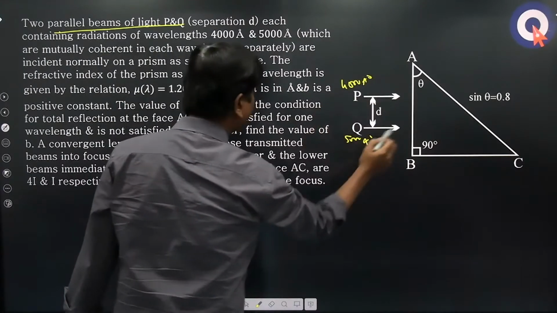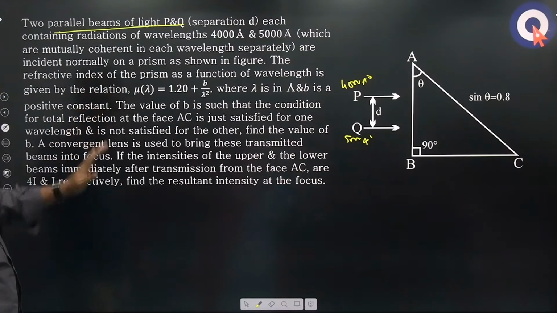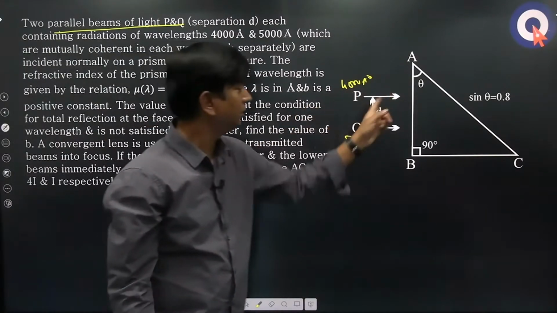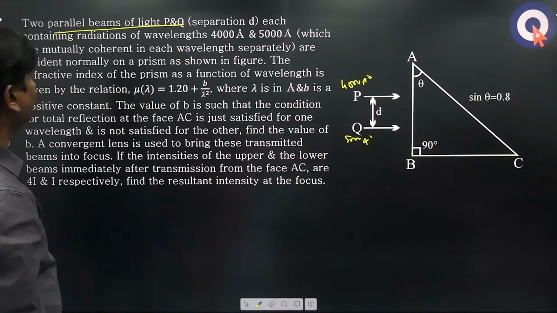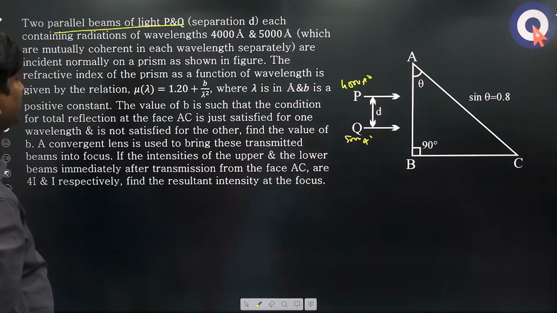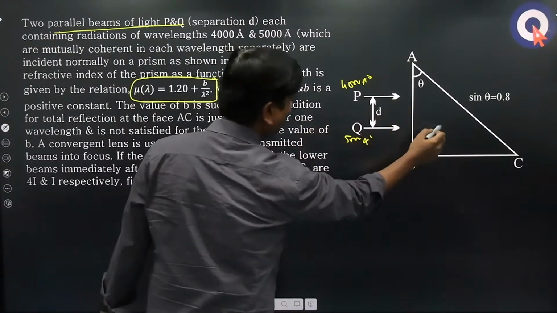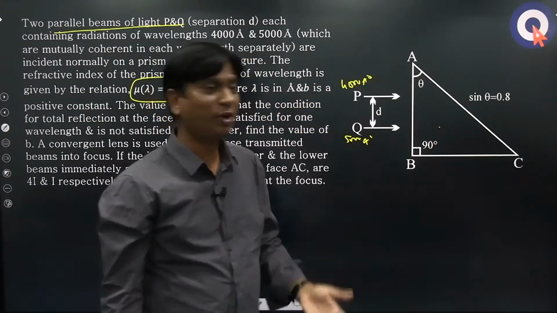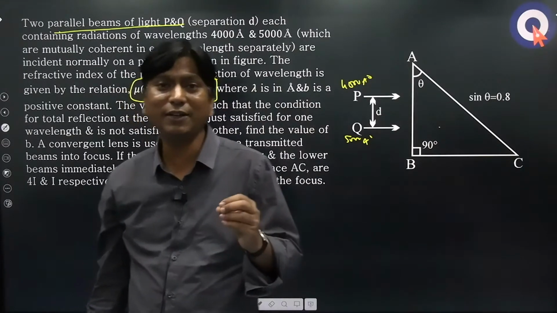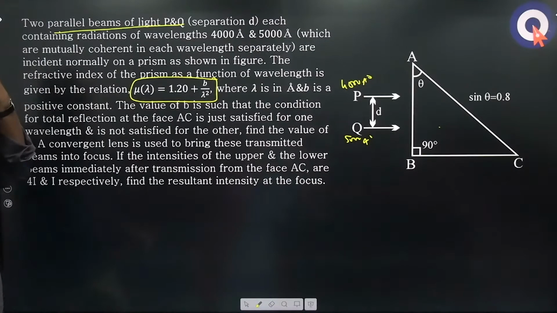This is separate and this is separate, which are mutually coherent in each wavelength respectively. So this is coherent, and this is also coherent in each wavelength. They are incident normally on a prism as shown in the figure. The refractive index of the prism is a function of wavelength. The refractive index is not the same for the two wavelengths; it behaves differently for different wavelengths. We know refractive index depends on the wavelength: 1.20 plus B by lambda square, where lambda is in angstroms and B is a positive constant.